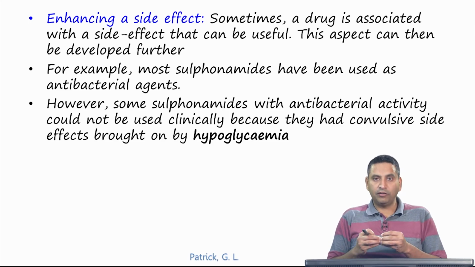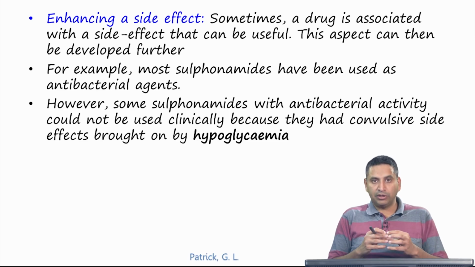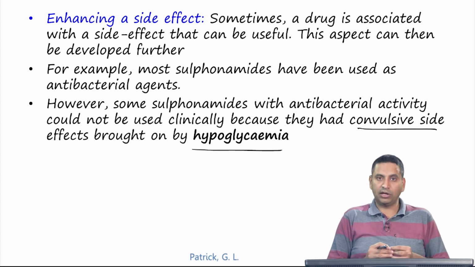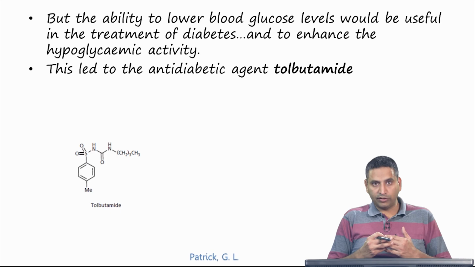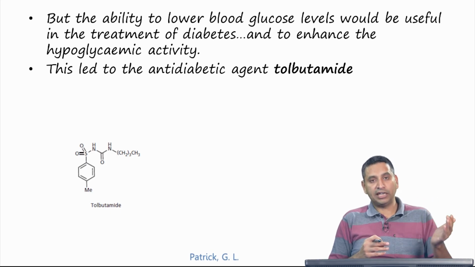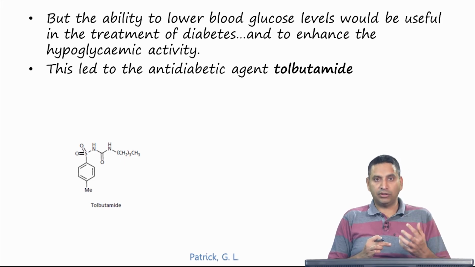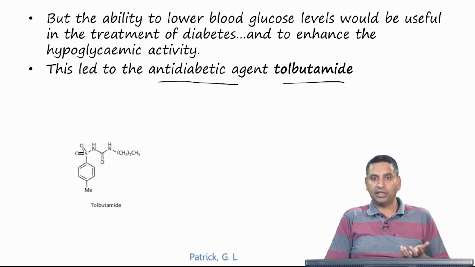So, for example, sulphonamides have been used extensively as antibacterial agents, but there are some sulphonamides which have antibacterial activity, but they could not be used because they are associated with convulsive side effects brought out by hypoglycaemia. Hypoglycaemia is nothing but lowering of blood sugar. So, the ability to lower blood sugar or blood glucose levels is useful in the treatment of an entirely different disease, which is diabetes. So, one can now use this method to enhance the hypoglycemic effect, and this strategy led to the development of tolbutamide, which is an anti-diabetic drug.